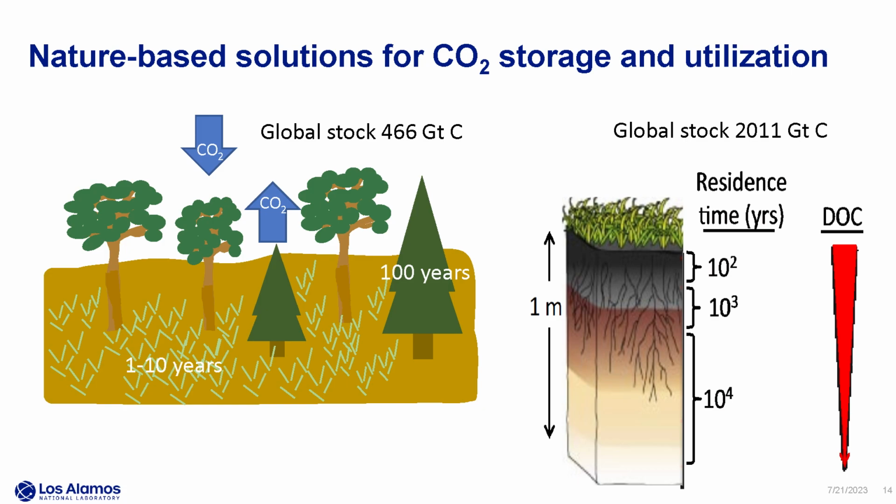Currently it's estimated that the global carbon stock in vegetation is 466 gigatons of carbon. In the soil there is way more. There is 2,000 gigatons, and it is in the topmost layer. There the timescales change completely. The topmost layer circulates carbon really fast, but the deeper you go, the longer it stays.